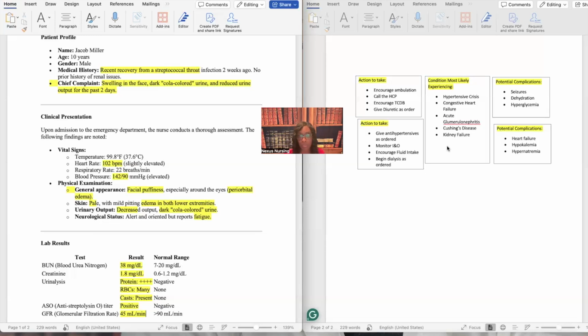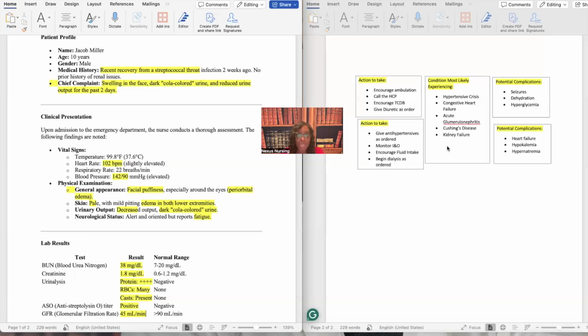Second box. You have to choose one action to take. Give antihypertensives as ordered, monitor the I&O, encourage the fluid intake, or begin dialysis as ordered? What do you guys think? And the correct answer, guys, is give antihypertensives as ordered.